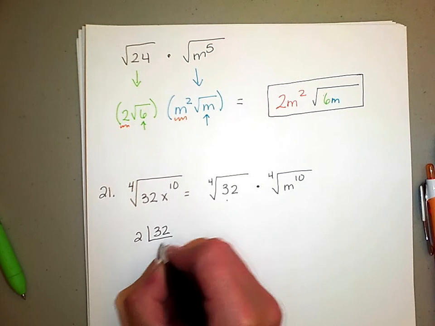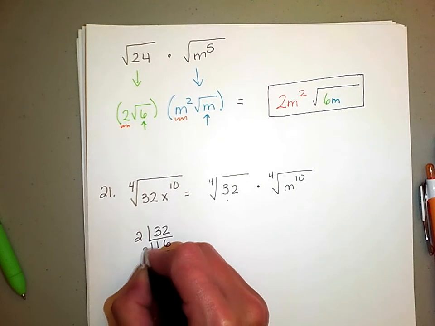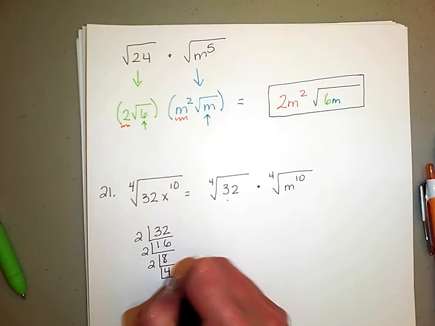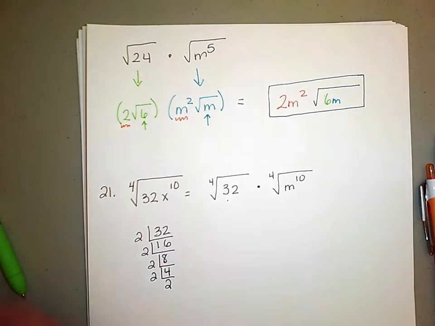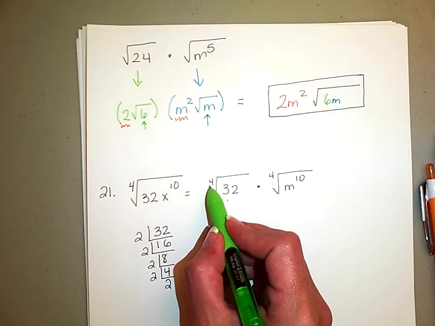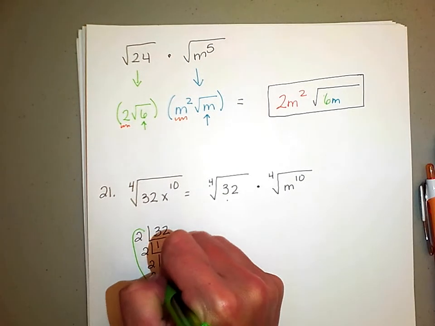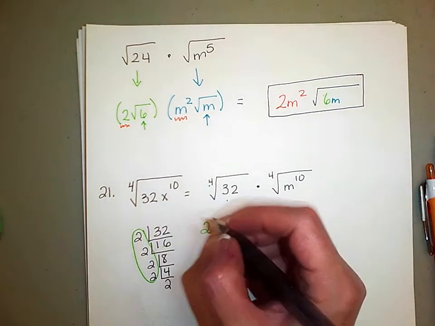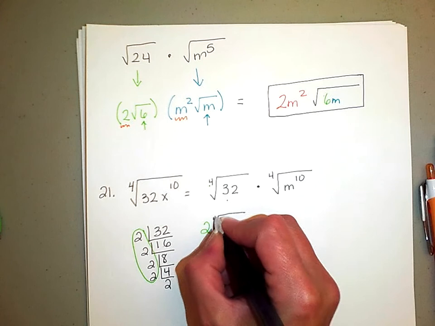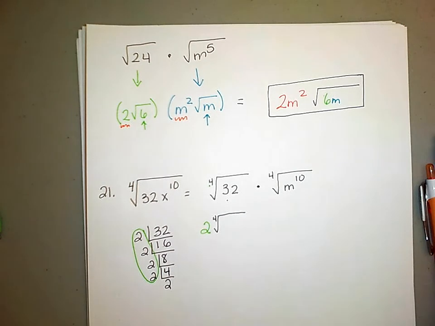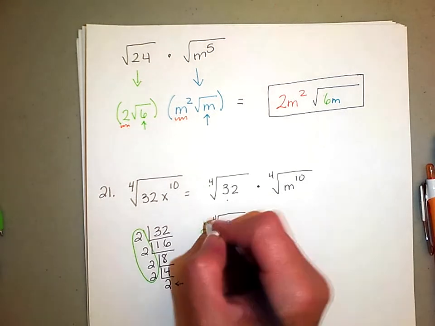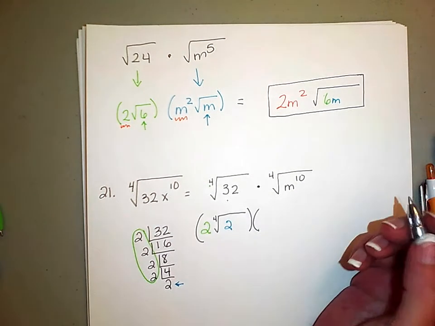2 goes into 32 16 times. 2 goes into 16 8 times. 2 goes into 8 4 times. And 2 goes into 4 2 times. Since we're in a 4th root, we're looking for a group of 4's. There's a group of 4, so that can come out. It's under the 4th root, and there's a single 2 left that stays behind that's going to be multiplied.